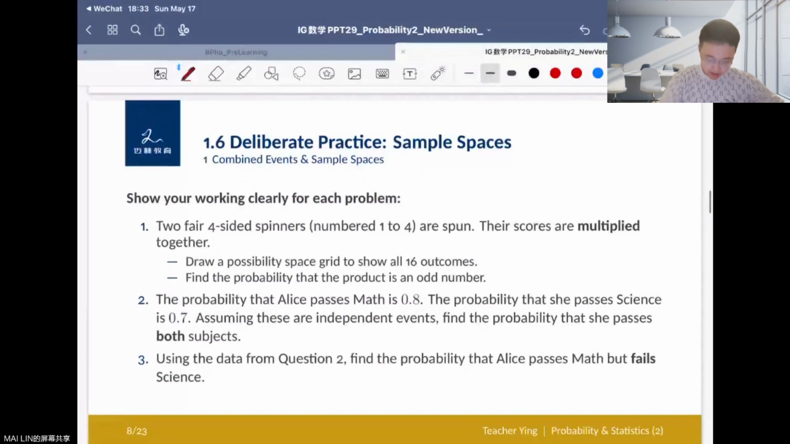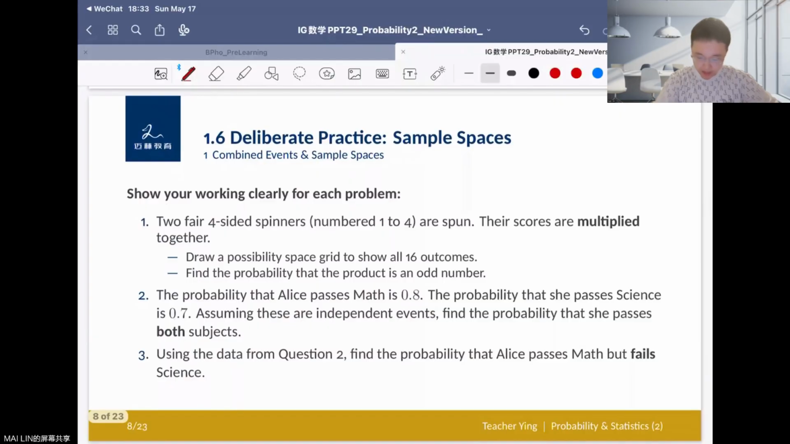So here is also some practice for you. If you have the answers, you can just try to solve them and pause the video. But if you want to follow me, you can keep on going, okay? So let's move to the first question here. Two fair four-sided spinners are spun and their scores are multiplied together, okay? The problem here is to draw a probability space grid to show all 16 outcomes.